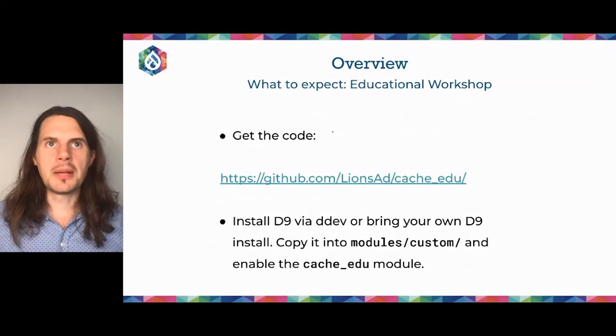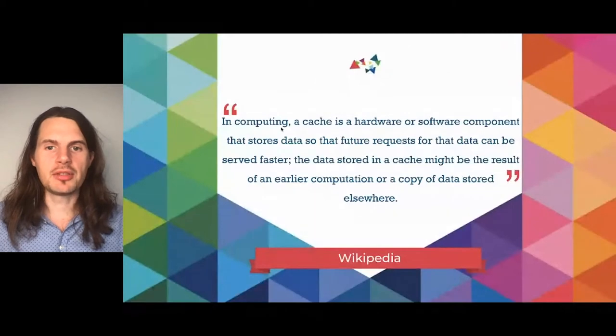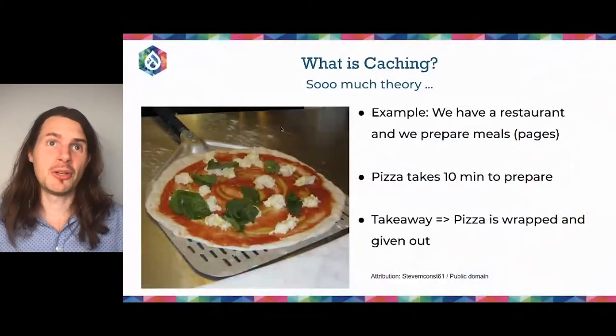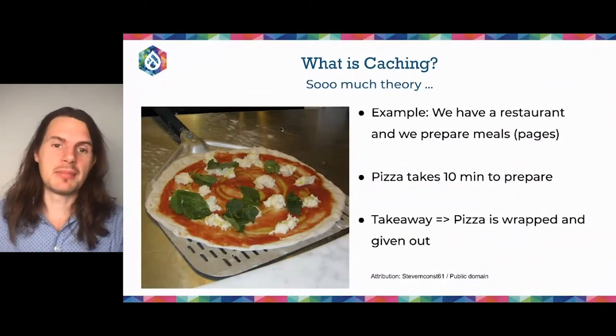So let's quickly talk about what is caching. In computing, a cache is a hardware or software component that stores data so that future requests for data can be served faster than stored in a cache. Wikipedia is correct, but complicated. So let's make this much simpler.